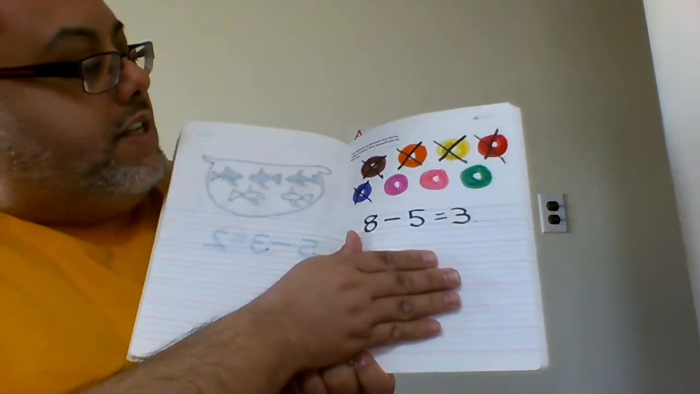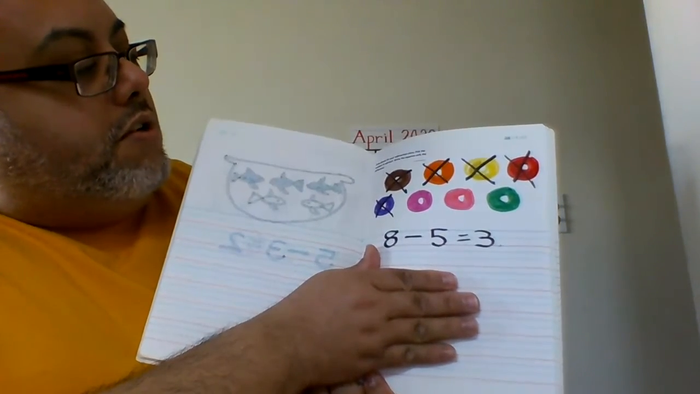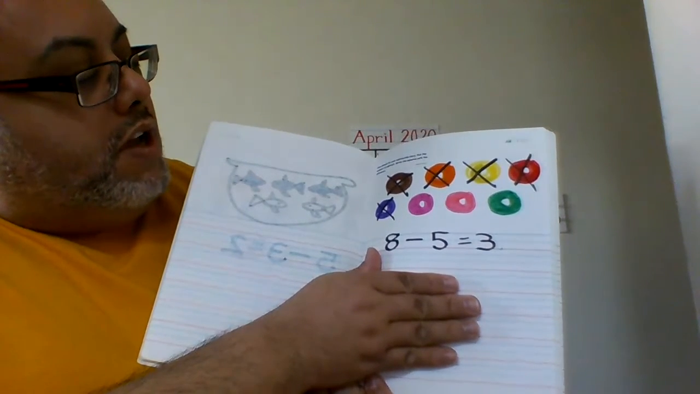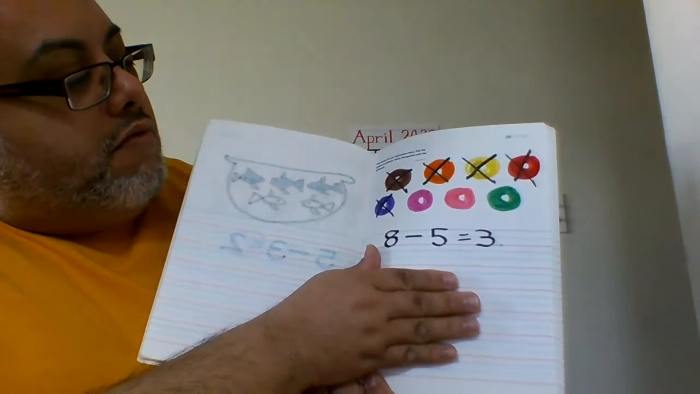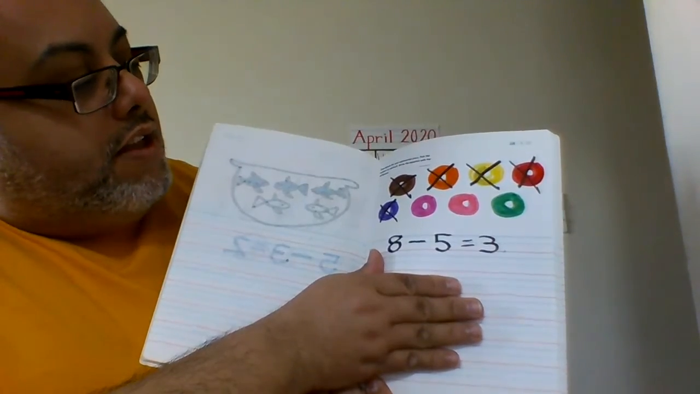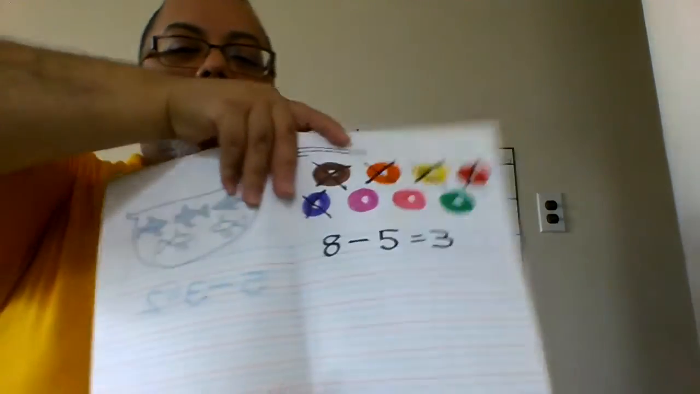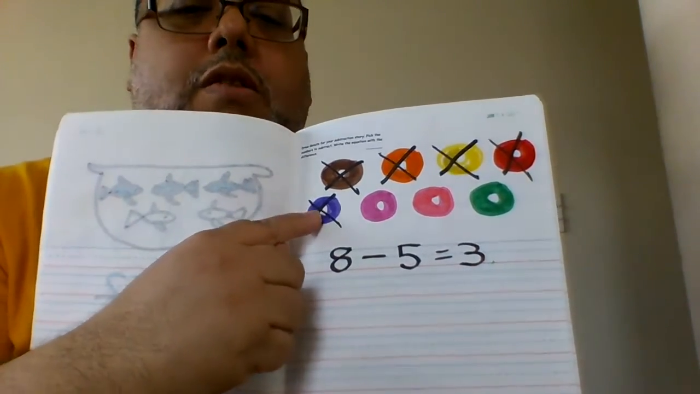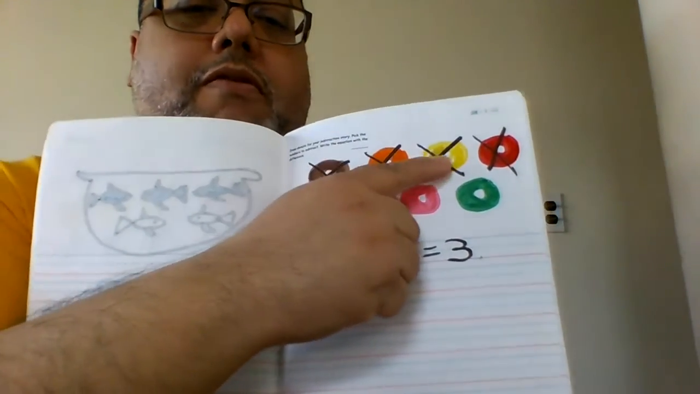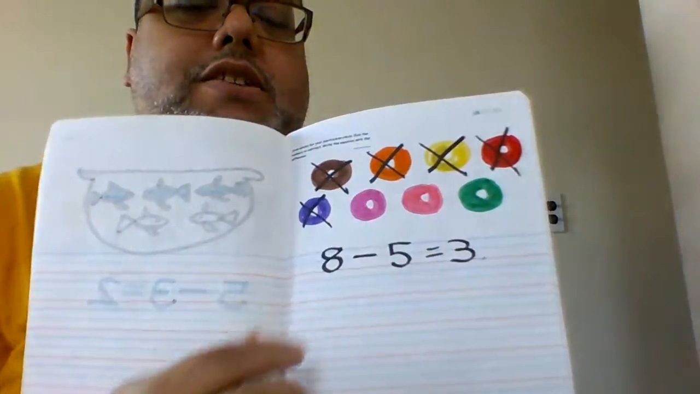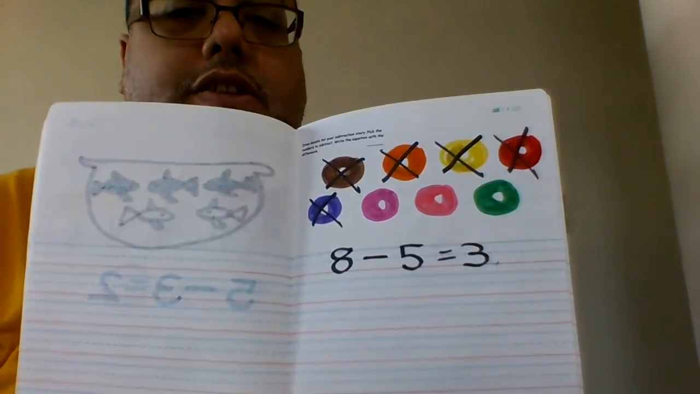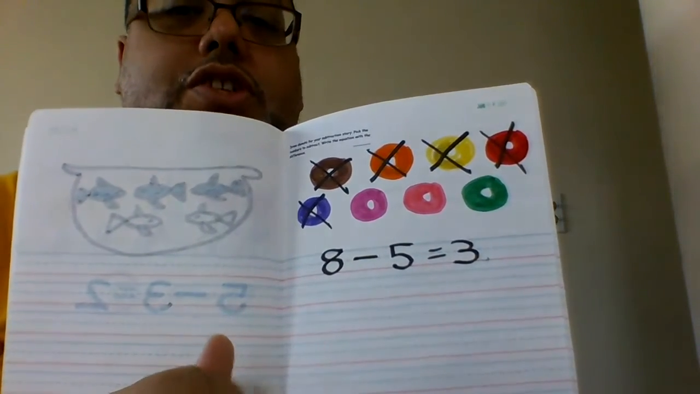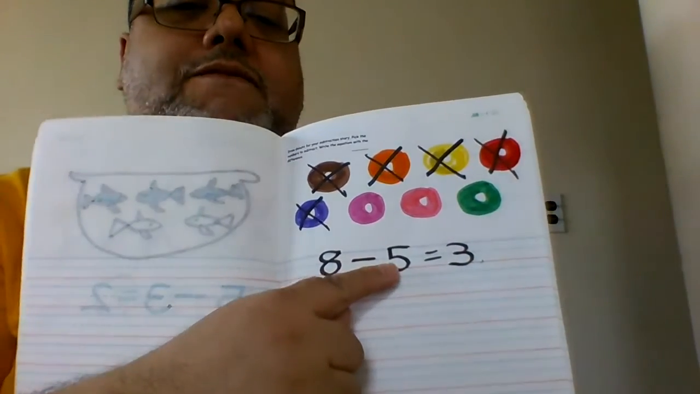Let's see what this one says. Draw donuts for your subtraction story. Pick the numbers to subtract. Write the equation with the difference. So here we go. I drew 8 donuts. 1, 2, 3, 4, 5, 6, 7, 8 donuts. And I did them in different colors. I decided to take away or share or give away 5.